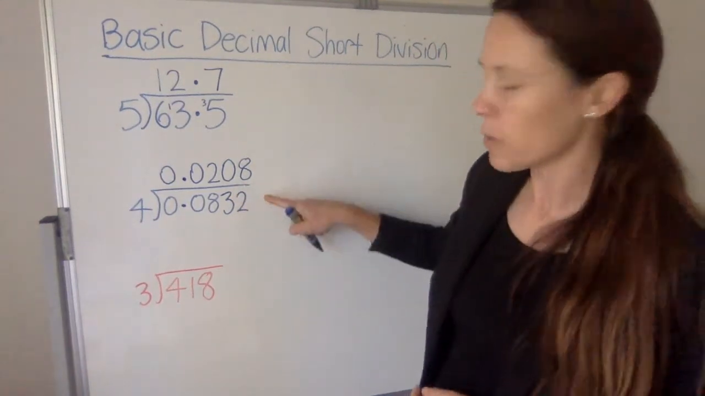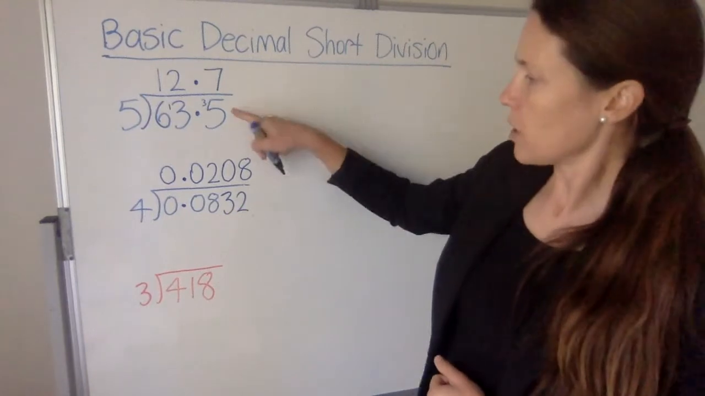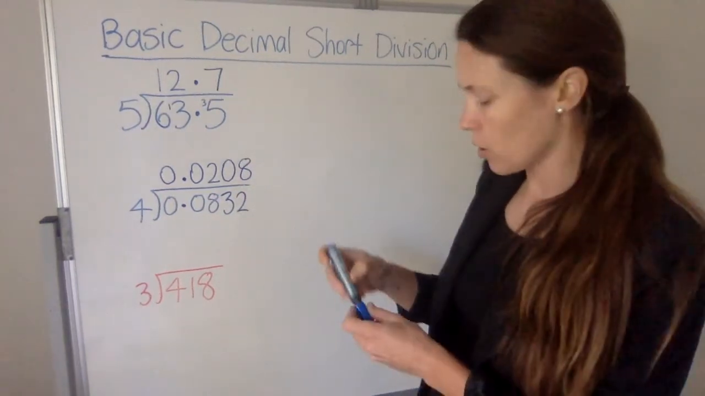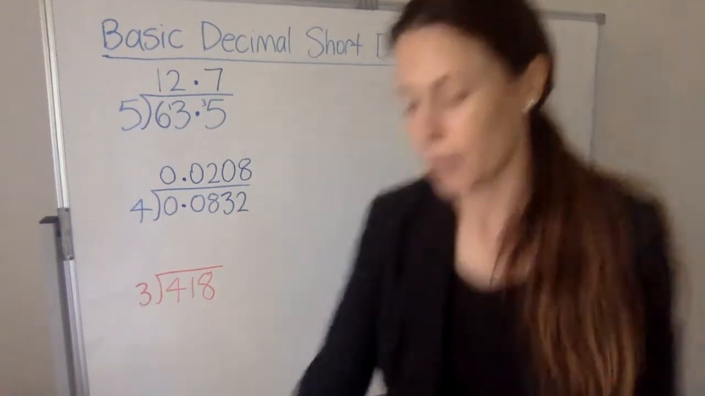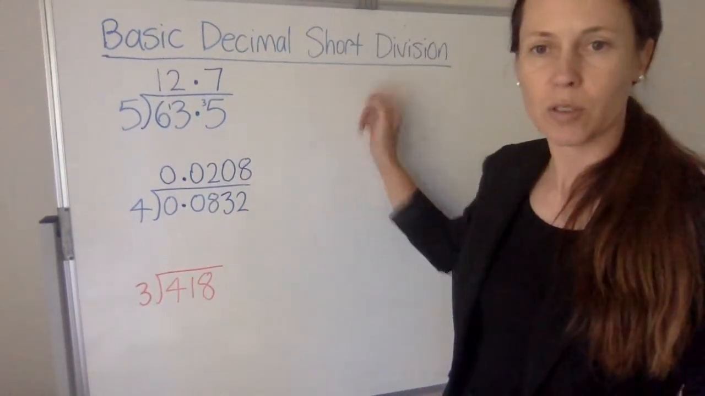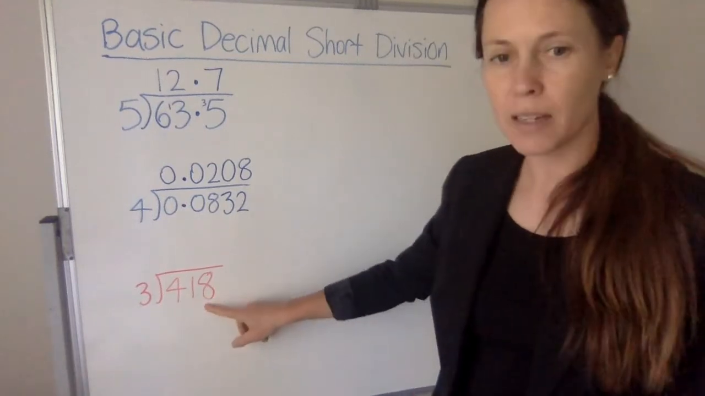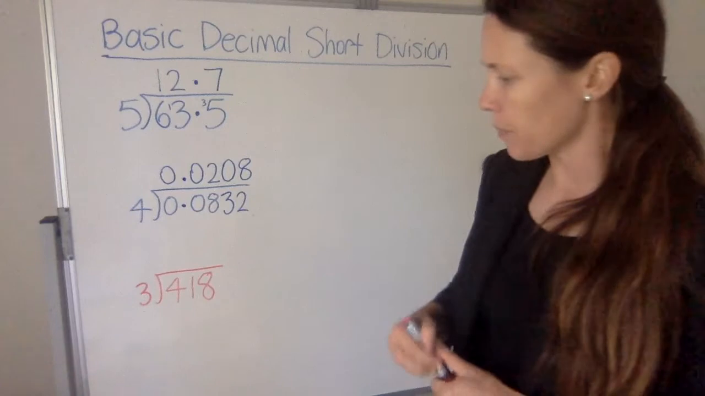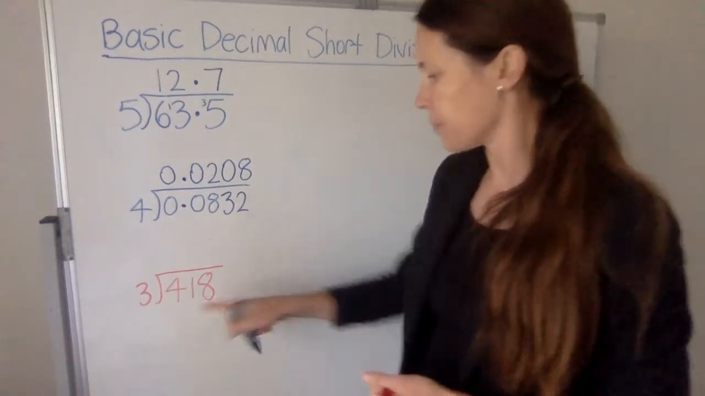So those two examples were pretty straightforward. When we got to the end, the last number went exactly, didn't it? Let's have a look at what to do when it doesn't go exactly. Now, this question down here doesn't actually look like a decimal short division problem because 418 is a whole number, isn't it? So it doesn't look like a decimal thing. But let's see what happens when we go to do it.